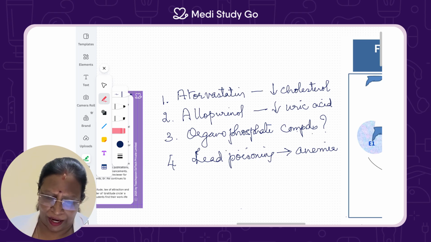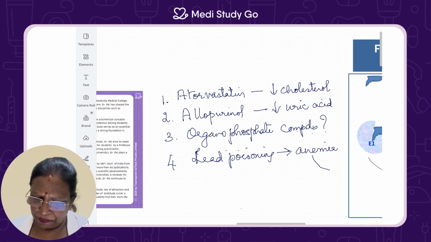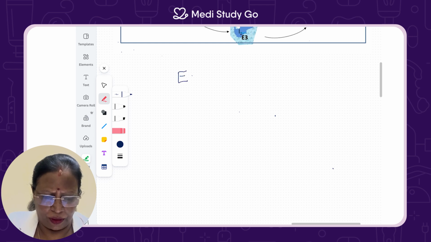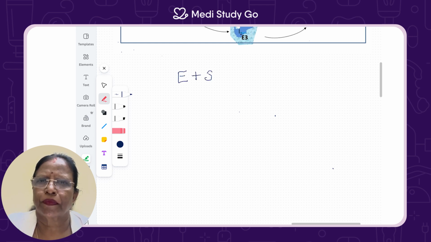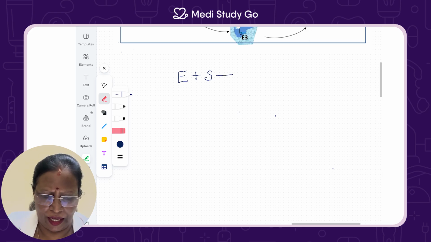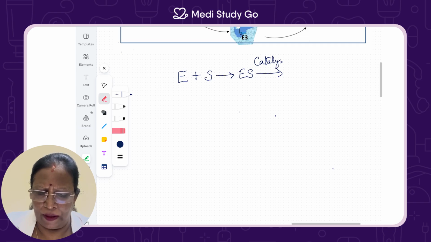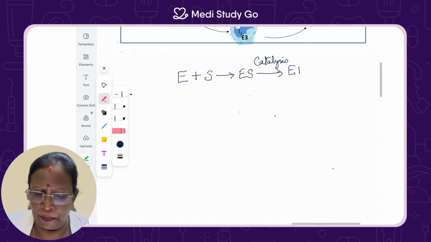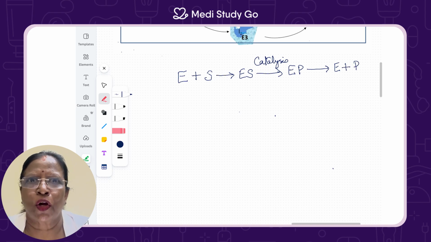But before we go to that, let us just see what normally happens. Normally enzyme binds to substrate at its active site, and then you get enzyme-substrate complex. Catalysis will occur. That is, either there is breakage of a bond or formation of a bond. You get enzyme product complex, which then dissociates into enzyme plus product. This is what normally happens with the enzyme catalyzed reaction.